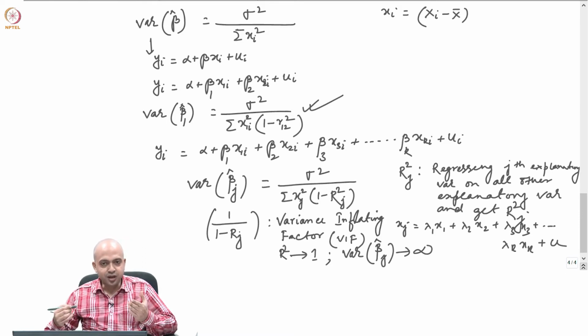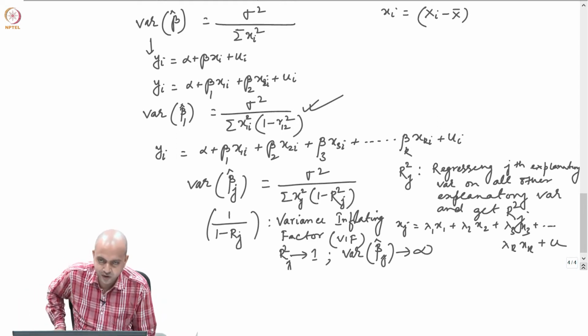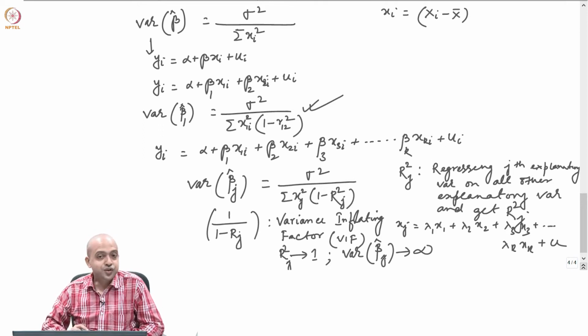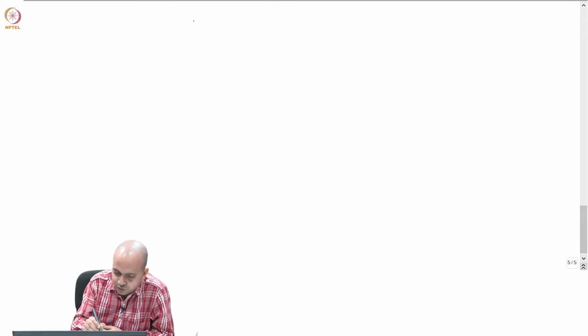Okay? If there is a high degree of linear dependence among several explanatory variables, that means you can expect R square j would be quite high, and if R square j tends to 1, you will get variance of beta j tends to be infinite. Okay, tends to be infinite. So, that means this is a serious consequence.